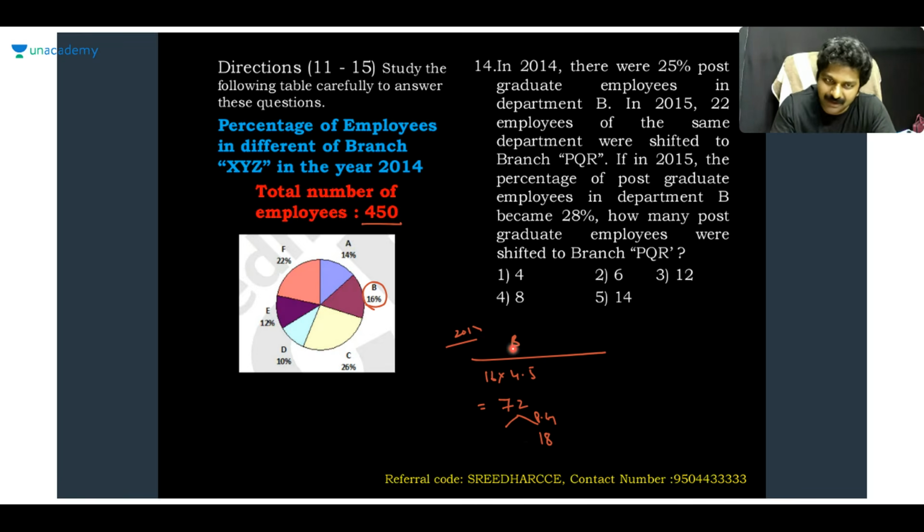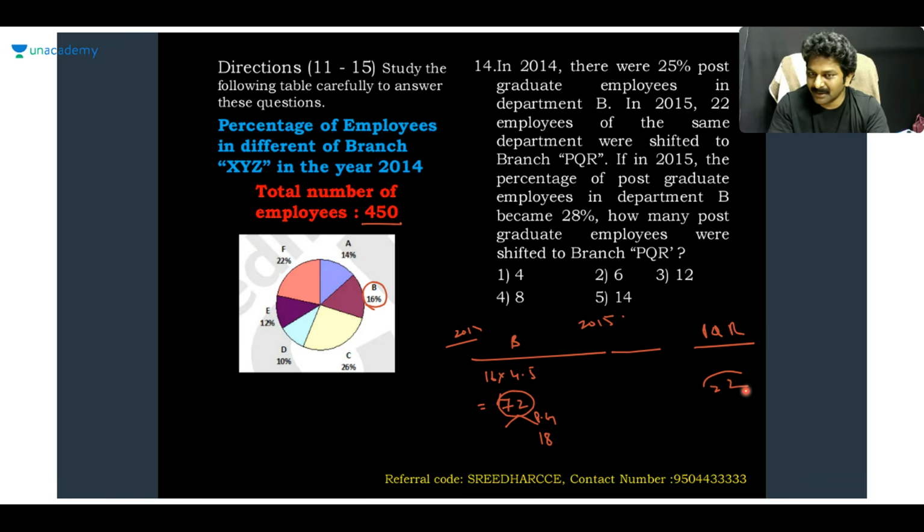Now B value in 2014. Now in 2015 they are talking about. In 2015, 22 employees of the same department were shifted to branch PQR. There is some other branch PQR. To that, out of 72 members, we are shifting 22 members. When you shift 22 members out of 72, how many will be there? 50 will be there. There will be 50 members in 2015 in the same department.